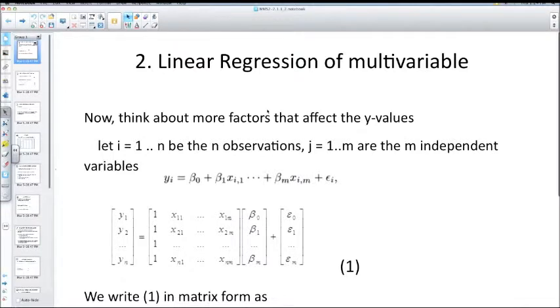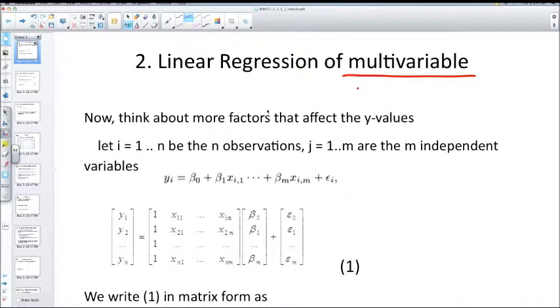Now we move on to multivariate or multiple variable. Most of the time we call it multivariate regression. So let's look at another example.